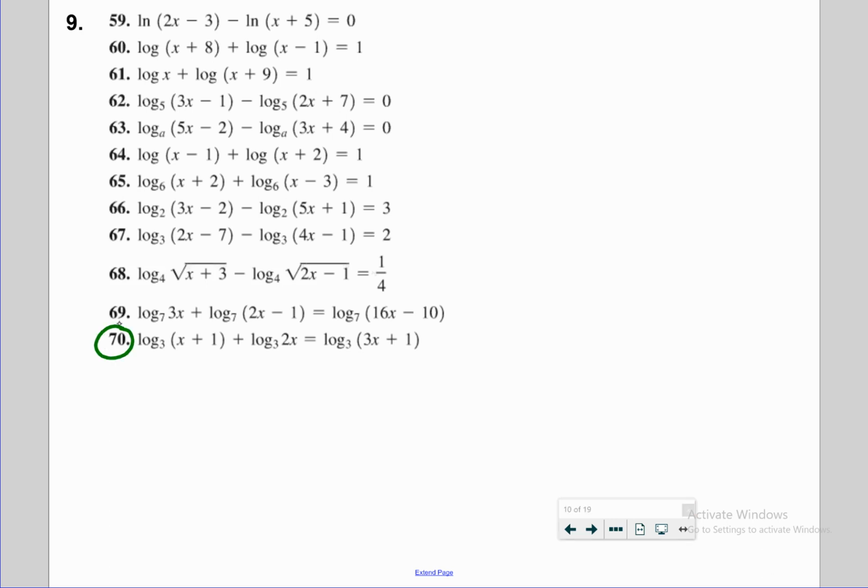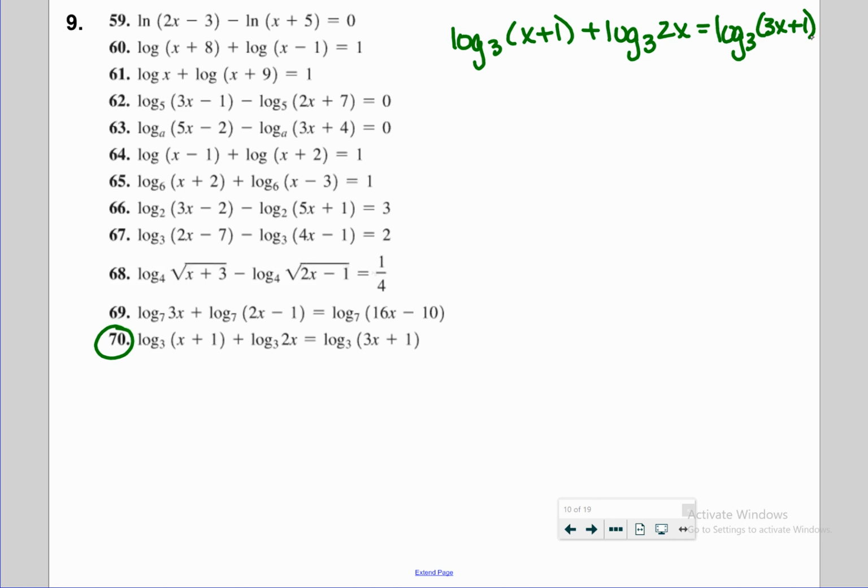Log base 3 of x plus 1 plus log base 3 of 2x equals log base 3 of 3x plus 1. Okay, so if we have a single log, we want to get it alone, but we don't have a single log here. So that's actually our goal, is try to condense it to get as few logs as possible in this problem. The 2 logs on the left side are added together.